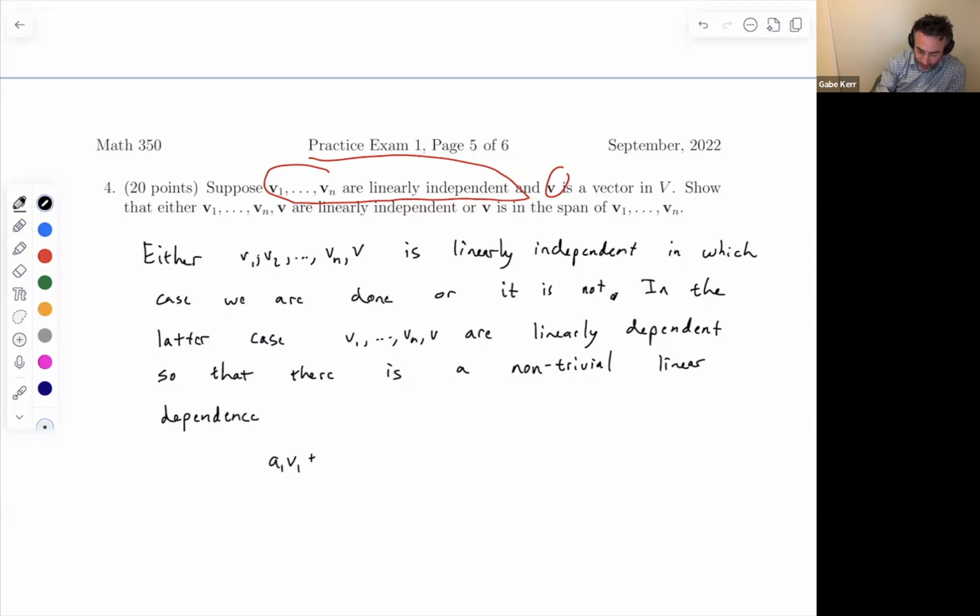A1 times V1 plus A2 times V2 plus ... plus An times Vn plus the last vector, B times V, equals the 0 vector. Because I've been dropping the vectors, but let me write the vectors here. Okay, this is non-trivial, meaning that not all of these coefficients are 0, right? If all of them are 0, that's the trivial relation. But I'm saying it's non-trivial.